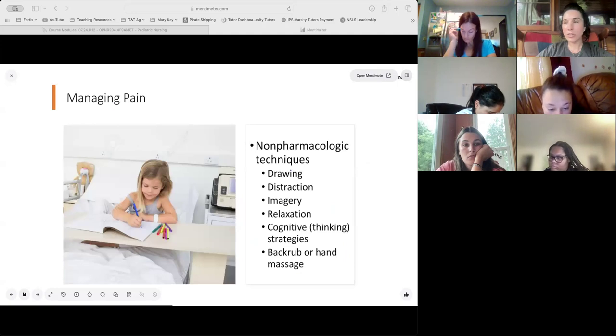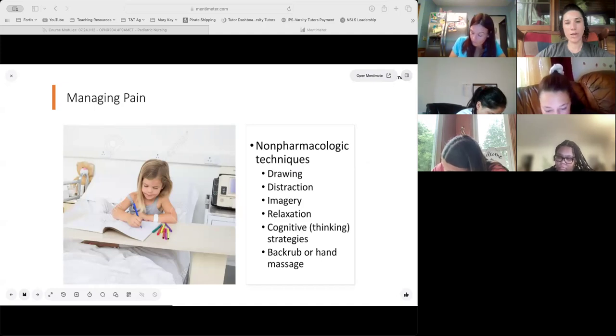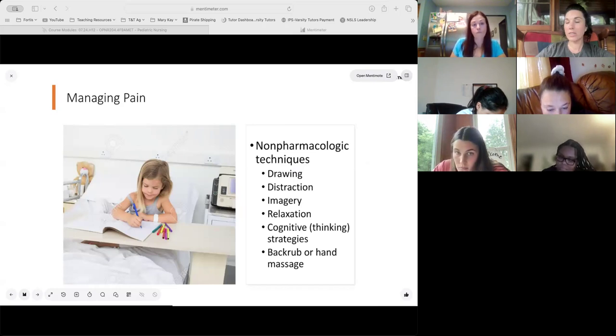As we are managing pain, we are going to start with those non-pharmacologic techniques. So things like drawing, imagery, distraction, relaxation, deep breathing, things like that. Cognitive strategies like thought stopping. This is where a patient will say stop over and over in response to a negative thought until that negative thought goes away. Massage is extremely effective, even all the way down to our infant population, and helps them relax a lot.